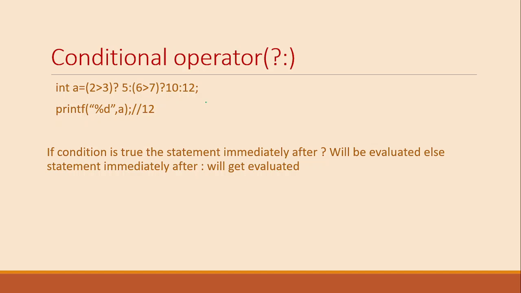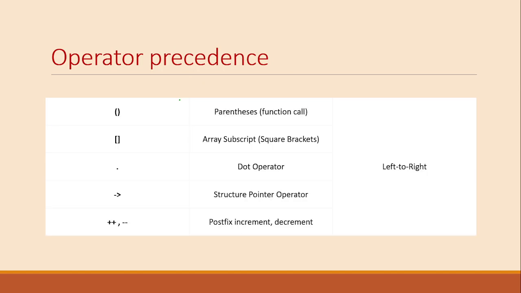Now you can use the conditional operator multiple times also. See here, 2 is greater than 3, so the condition is false. When the condition is false, it goes to the part after the colon. So now again there is a condition, 6 greater than 7. That is also false, so it will take the value after this colon. After this colon you have 12, so 12 will be assigned to A. That is the reason why you are getting 12 in this case.